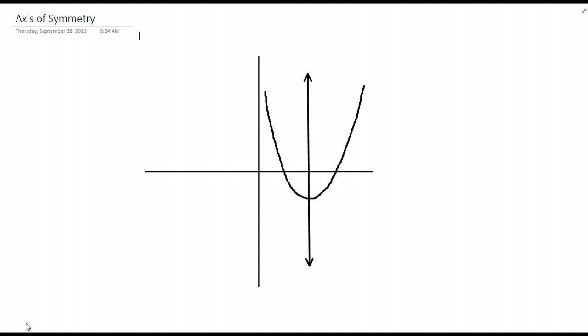Next thing we're going to talk about is the axis of symmetry. So if we have a parabola, all right, we're still on page P9, and we're going to talk about the axis of symmetry.